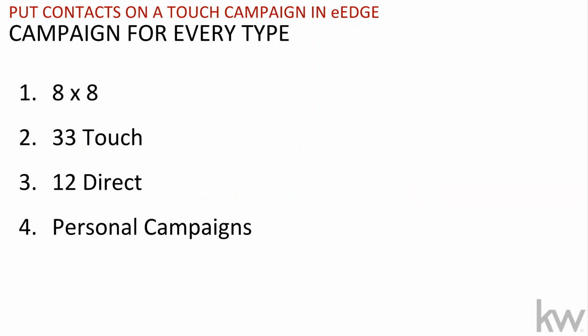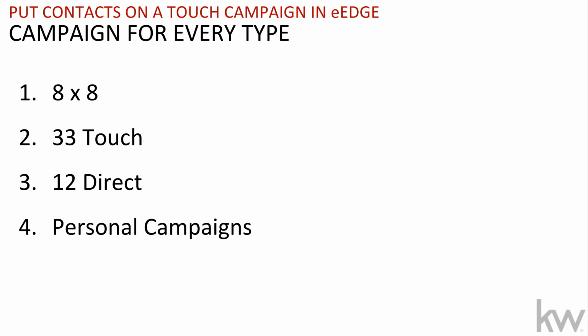Here are the campaign choices that you have available to you through the eEdge system. The first is the 8x8 campaign. That's 8 touches in 8 weeks. An 8x8 campaign is typically sent to individuals. It can be sent to a group.